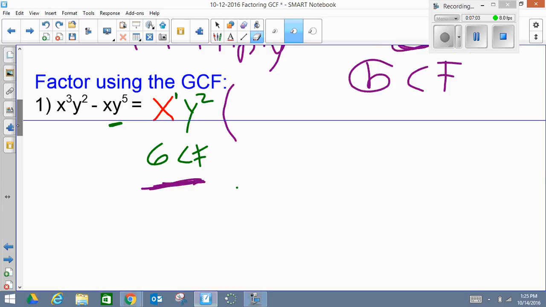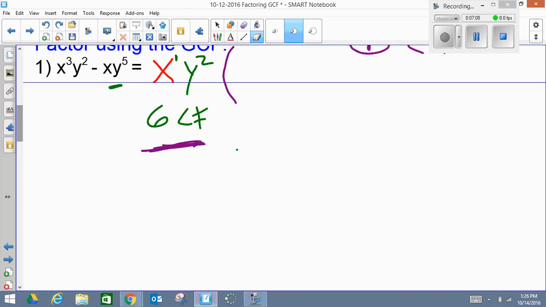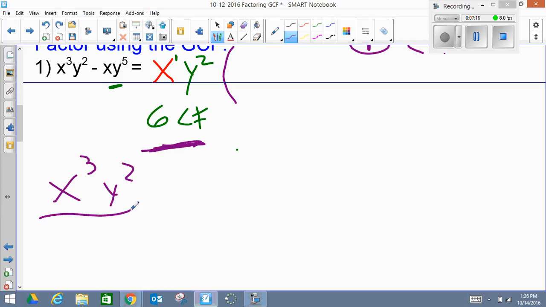My first term is the x cubed y squared. So I'm going to grab x cubed y squared, put it on one side, and let me write it here. Here we go. X cubed y squared. And I need to divide it by my common factor, which is x, y to the second. Whatever answer you have, you're going to place it inside the parentheses. Okay? So let's find that out.